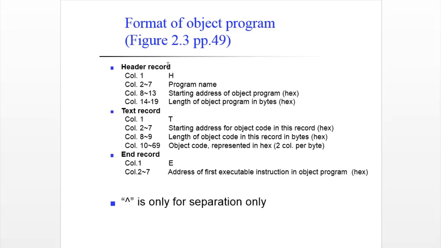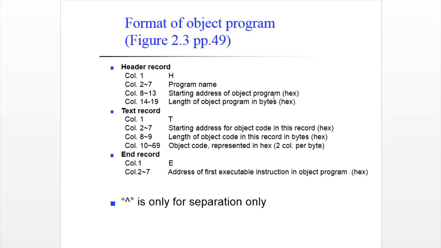Now any object program in SIC will have these kinds of records included in it. The first kind of record is the header record, followed by the text record, followed by the end record. What is a header record? What does it contain? Column number 1 will have H to indicate that it is a header record. Column numbers 2 to 7 will contain the program name. Column numbers 8 to 13 will have the starting address of the object program.